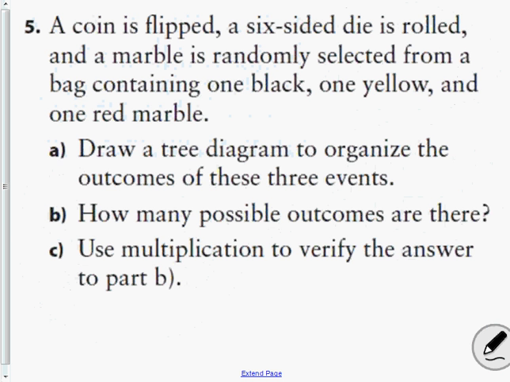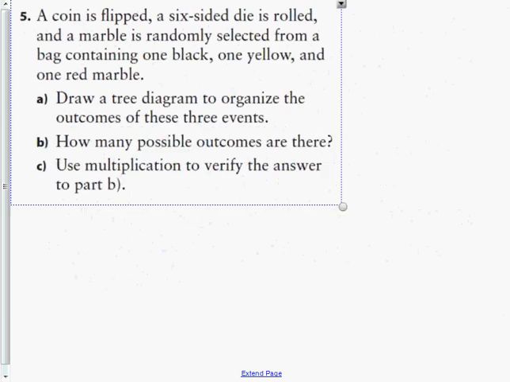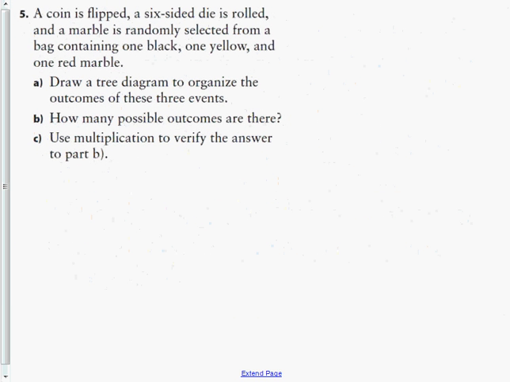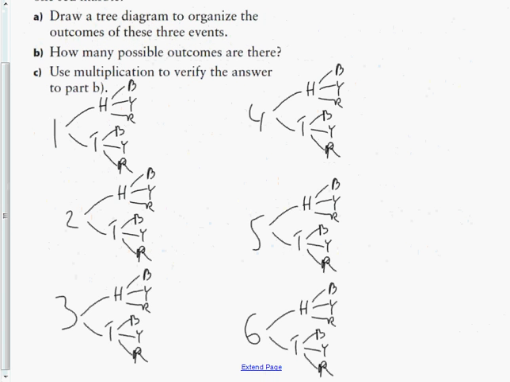A coin is flipped and a six-sided dice is rolled, and a marble is randomly selected from a bag containing a black, a yellow, and a red marble. So I'm going to make this a little smaller first. Draw a tree diagram to organize the outcome. So here's what your tree diagram would look like. So when we do our tree diagram, we can see here that there are a 1 heads black, a 1 heads yellow, and so on and so forth. So there's 1, 2, 3, 4, 5, 6, 7, 8, 9, 10, 11, 12, 13, 14, 15, 16, 17, 18 times another 18. There are 36 possible outcomes.